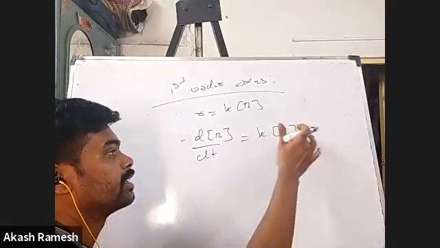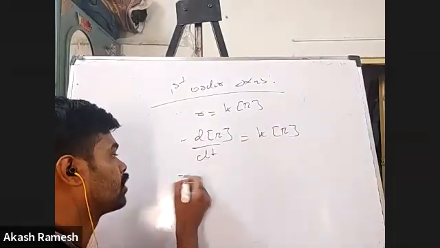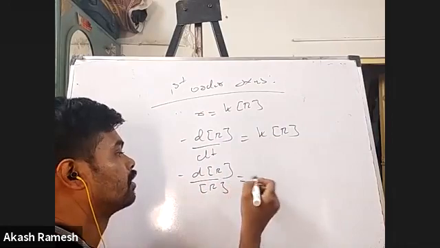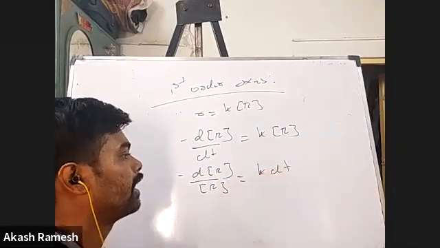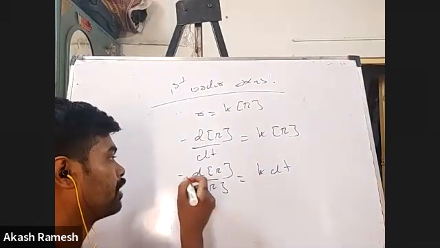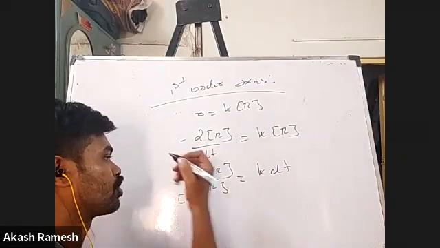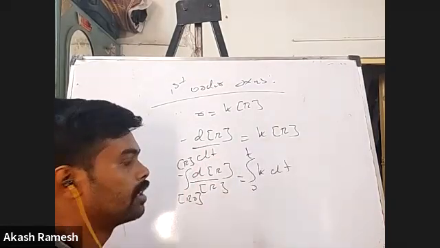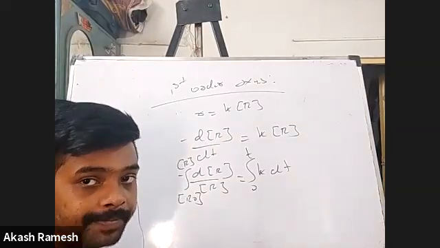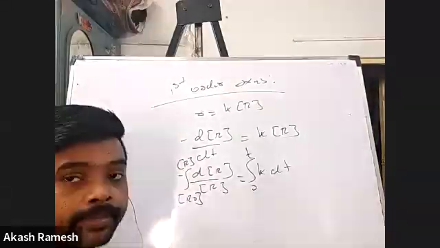So I'll bring dt this side, R this side. So I'll have minus dr by R is equal to K dt. Now I'll integrate on both sides. Again, same thing: it is from the initial concentration R naught to the final concentration R, and here it is from time t equal to 0 to some time t. Now what does this integration give you?